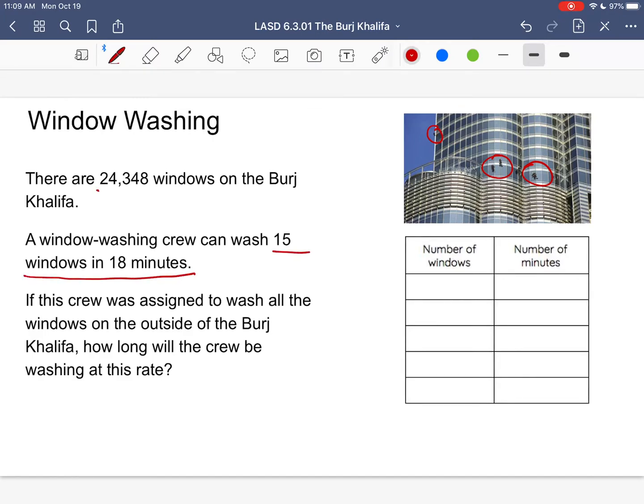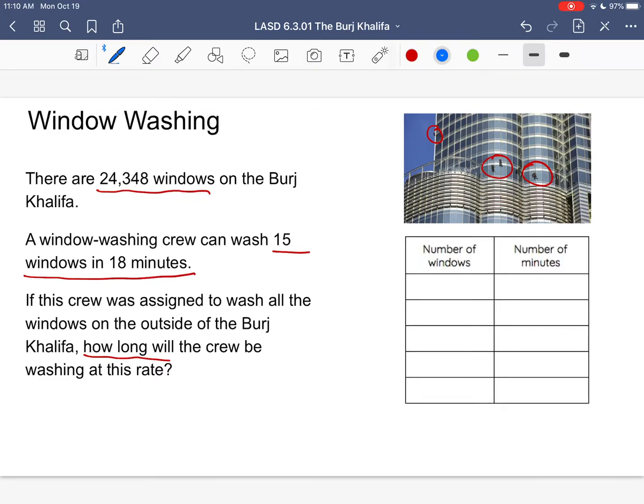And there are 24,348 windows on the entire building, and we're asked how long will it take them to wash all of the windows. So I've set up a table with columns for the two quantities involved in this problem: the number of windows and the number of minutes it takes to wash these windows.